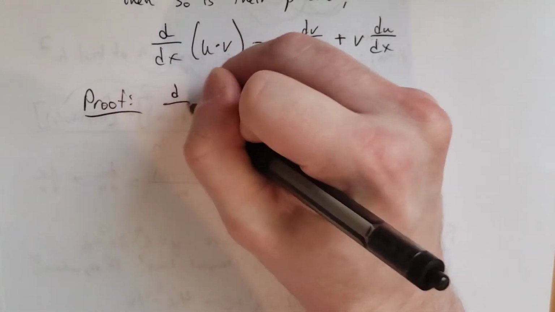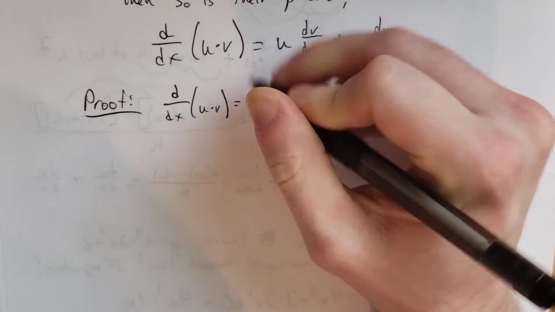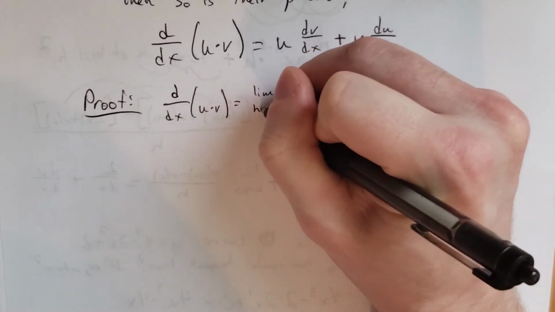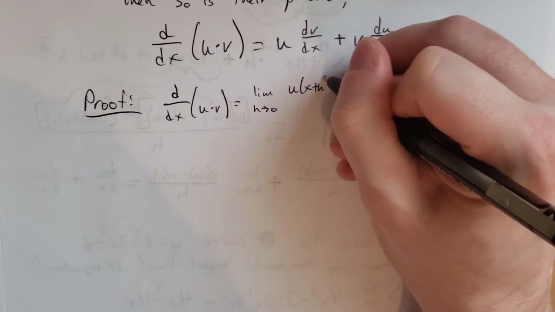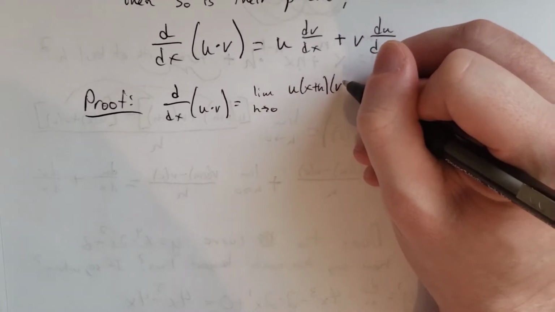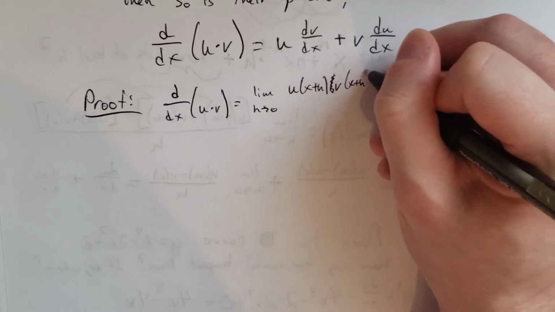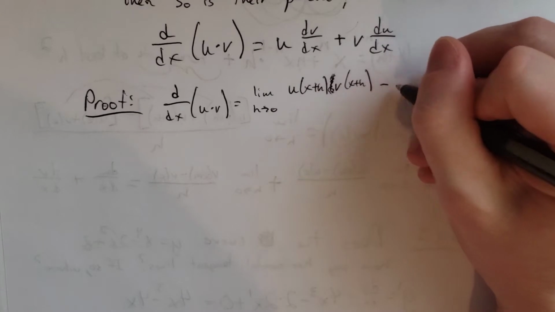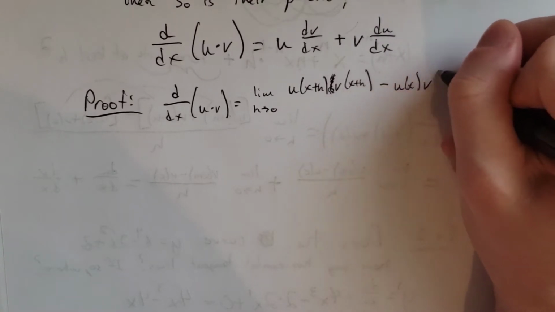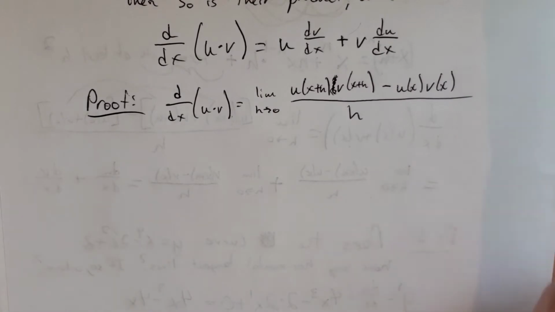So the derivative with respect to x of u times v is equal to the limit as h goes to 0 of u of x plus h times v of x plus h minus u of x times v of x, and all of this is divided by h.